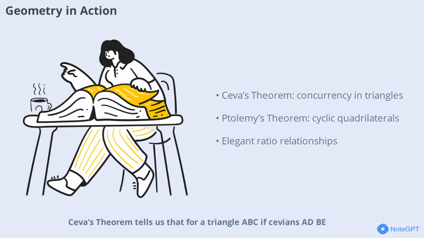Ceva's theorem tells us that for a triangle ABC, if cevians AD, BE, and CF are concurrent, then the product BD/DC times CE/EA times AF/FB equals 1. This powerful result helps us understand the balance and symmetry within triangles. Moving on, Ptolemy's theorem gives us a relationship in cyclic quadrilaterals. The product of the diagonals equals the sum of the products of opposite sides, or AC·BD = AB·CD + AD·BC.